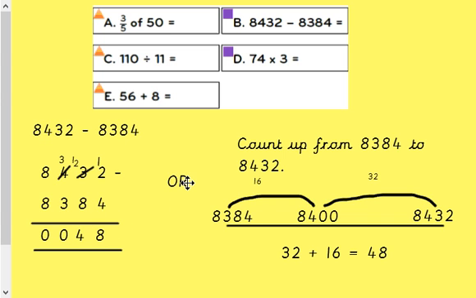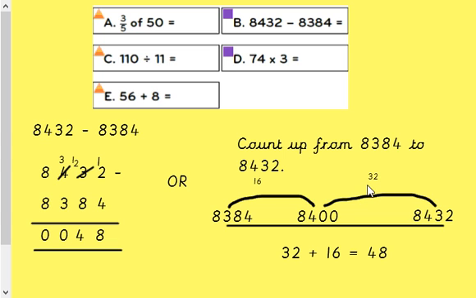So how could we come up with a strategy that might help us be able to find this without having to do column subtraction? Well, you could count up from 8,384 to 8,432. So we could start with 8,384 and count on to the next 100, which would be 8,400. And in this case, that would be 16. So if we add 16 to this number, we get 8,400. Then we've got one more jump, which will take us to 8,432, which will give us 32. That jump will be 32.